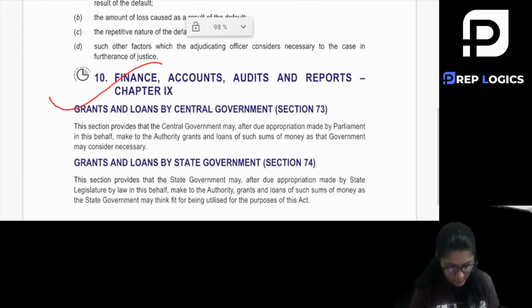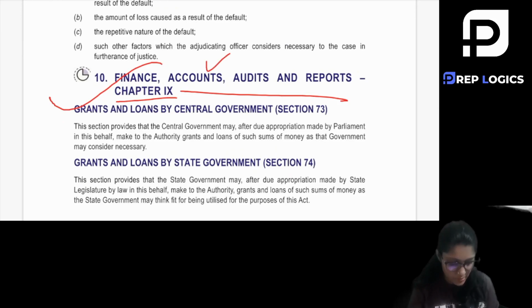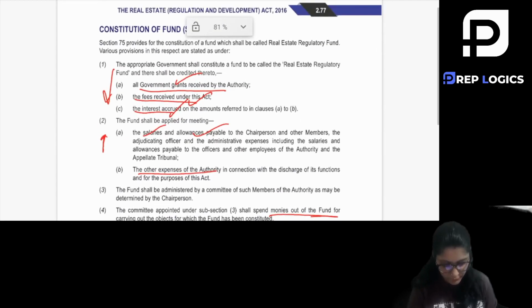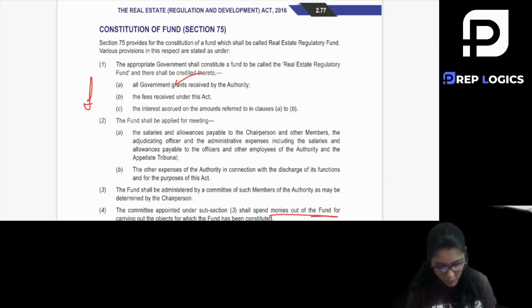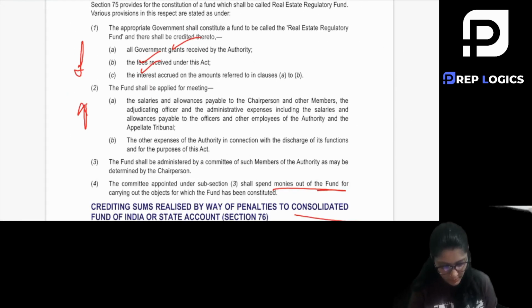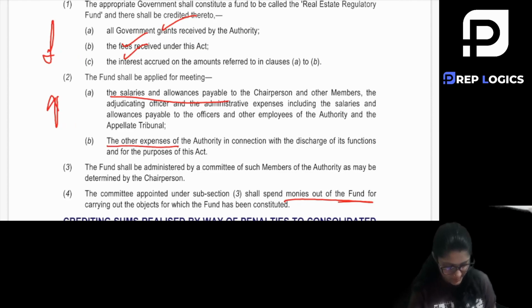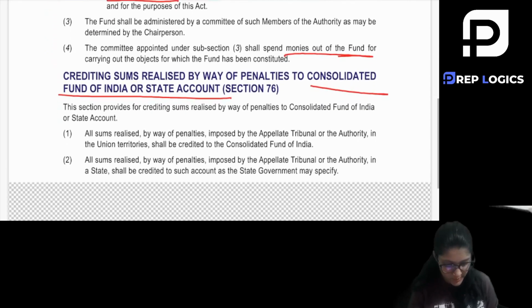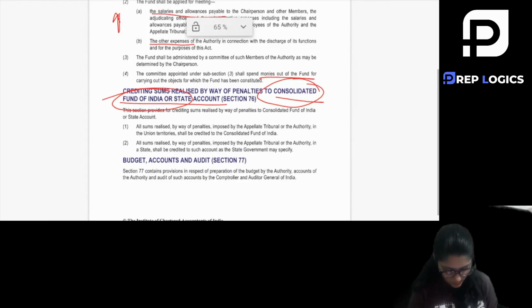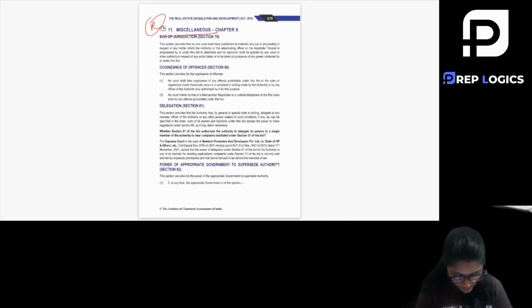Read accounts and finance and audits. Okay, you need to maintain your accounts, you need to get them audited by the CAG, and the reports are submitted in front of Parliament. Now, what are the funds? How will funds come into RERA? By government grants, by fees under various acts, by interest, and the money is spent under the RERA Act on salary and allowances and other expenses. Whatever money is left, whatever surplus there is, will go to the Consolidated Fund of India or the state account. Okay, all other points just read it out.